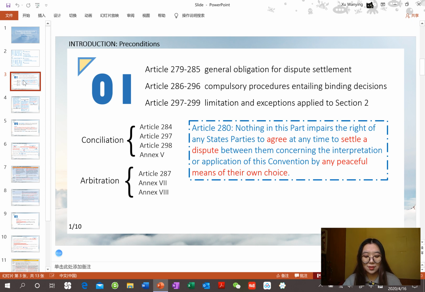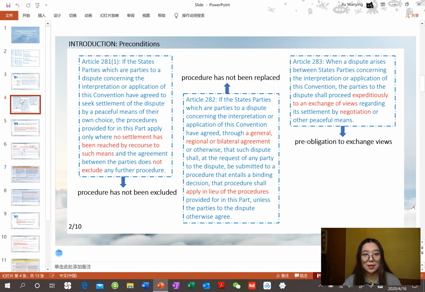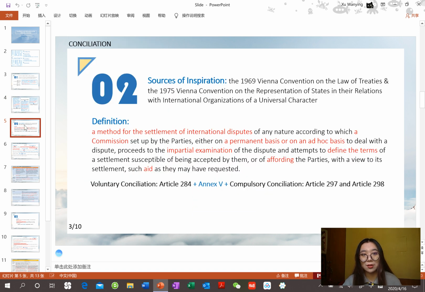To clarify the application of conciliation and arbitration mechanism under the UN clause, it is necessary to analyze these general obligations. Let's see this slide. As the last presenter introduced, there are 3 preconditions. The first one is the procedure has not been excluded. The second one is the procedure has not been replaced. And the third one is the pre-obligation of exchange of views. When the above 3 preconditions are met, we will enter a new stage. Let's start the conciliation part.